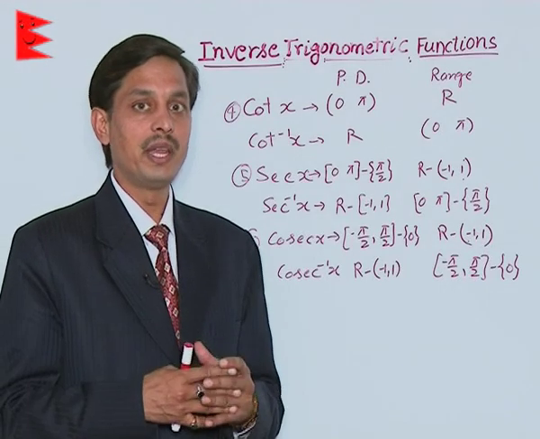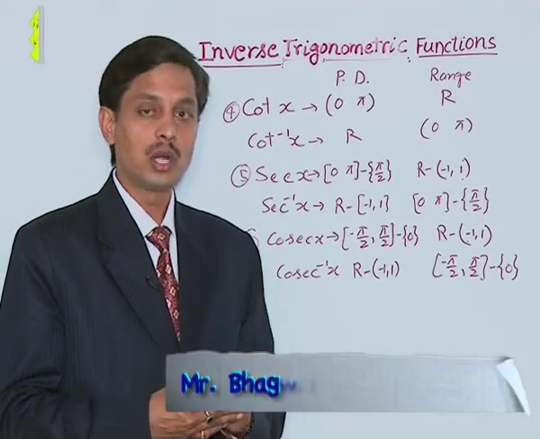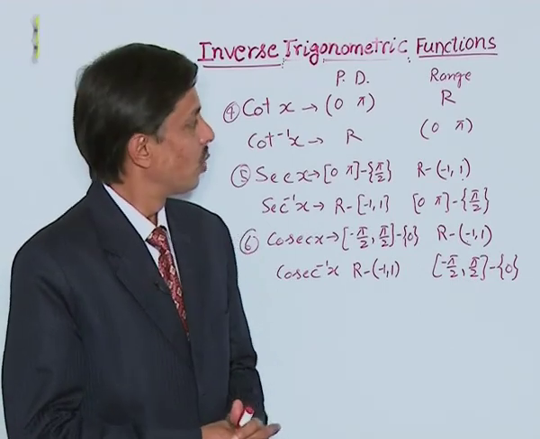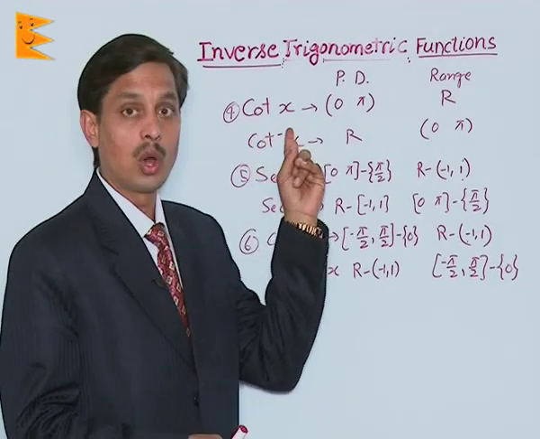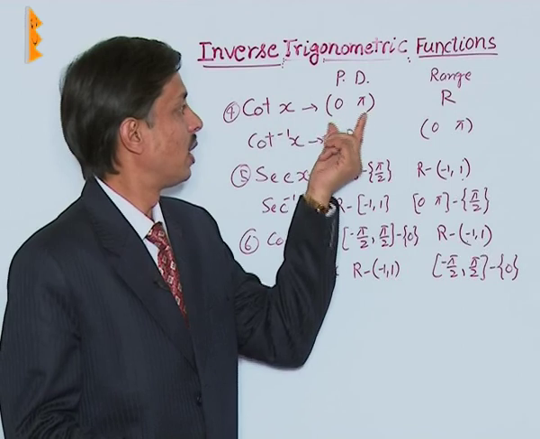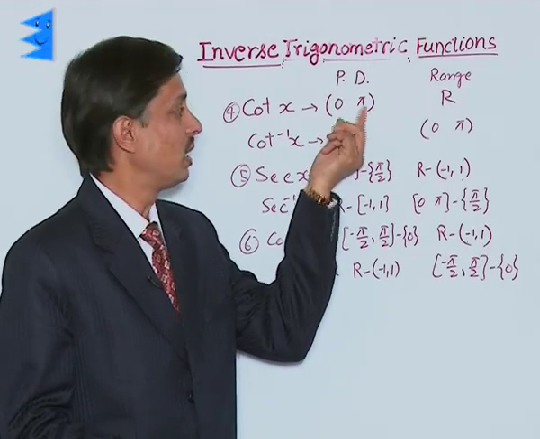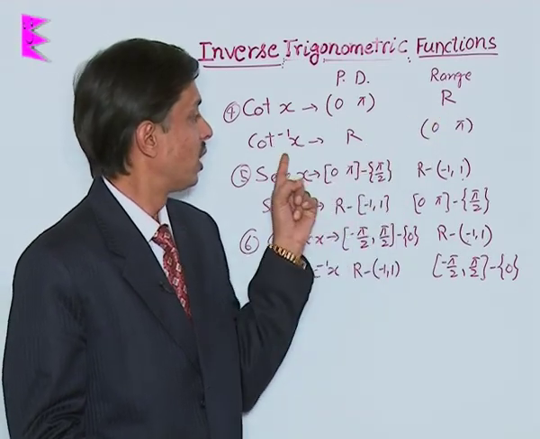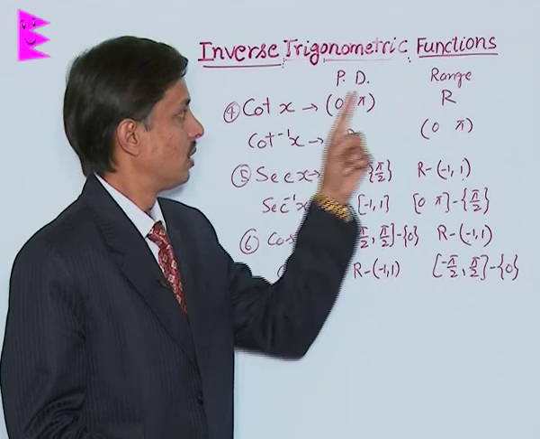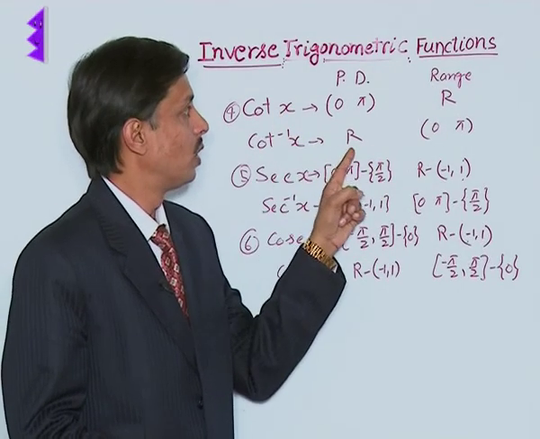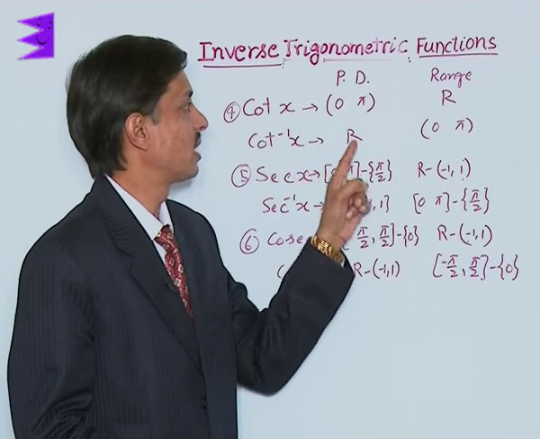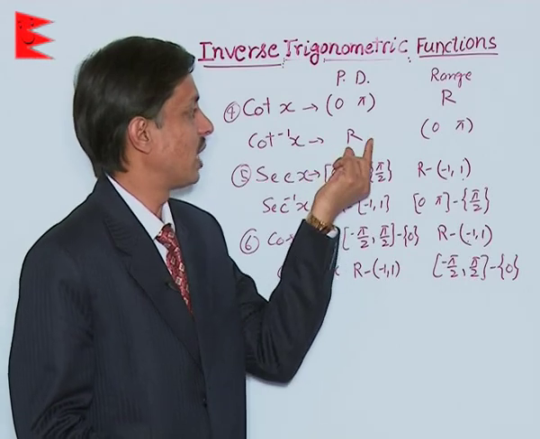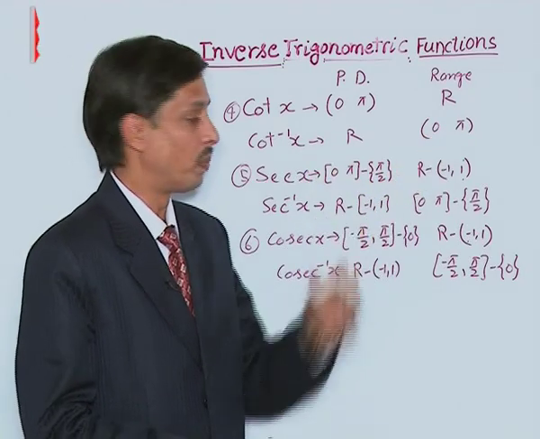Now, the principal domain and range of the cot, sec and cosec inverse functions. For cot x, the principal domain is 0 to pi excluding 0 and pi, and the range is any real number. So for cot inverse x, the range of cot becomes the domain and the domain becomes the range. So for cot inverse x, the domain is any real number and the range is 0 to pi.